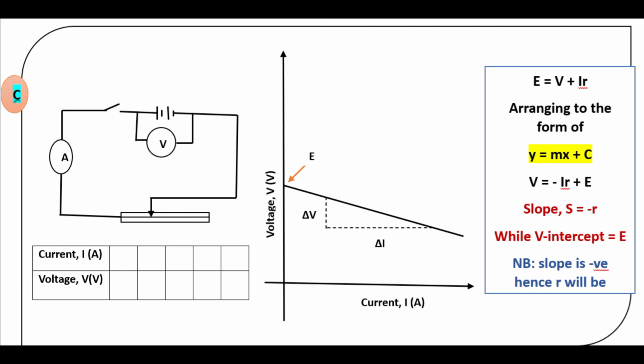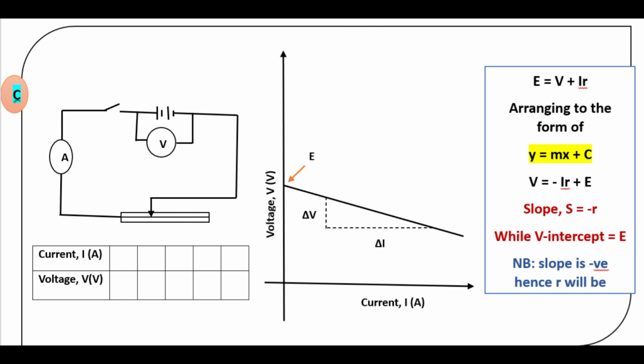From this graph, you will be able to understand that it also obeys the equation of EMF. So we have EMF equals terminal voltage plus lost voltage. When you rearrange in the form of y equals mx plus c, you make V the subject of the formula. So it will be V equals negative Ir plus E, whereby you took negative Ir to the other side. In this case, V is the y-axis, I is the x-axis, and that means the slope m is negative r. The slope is negative r. Then we have E, which is the V-intercept.